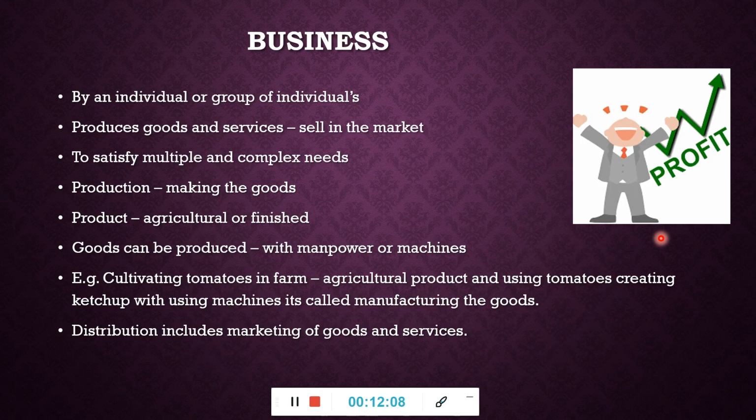Business. Here are some keywords, key points related to business. On the right hand side you can see that there is an individual businessman and he is getting what? Profit. Yes, that means every business in the market wants to earn what? Profit. छोटा हो या बड़ा हो, business को क्या चाहिए होता है? Profit चाहिए होता है. Now basically what do you mean by business? Business में पीपल इन्वॉल्वमेंट होता है, इंडिविजुअल इन्वॉल्वमेंट होता है. For example, I want to start a catering business, so my involvement is there.